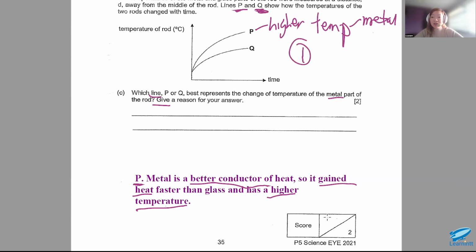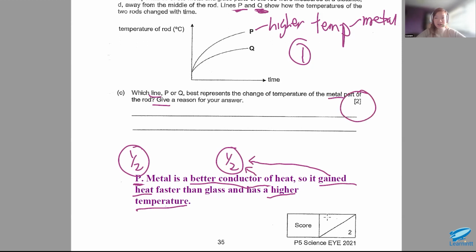For figuring it out, I'm going to put 1 mark here, because you have to interpret the graph, you have to understand the graph, right? Then telling me that it is P, half mark. Also writing out that it is a better conductor of heat, another half mark. We will also link the gain heat faster with this half mark with the better conductor. Altogether, 2 marks. Done. This one is a better one, right? They give you 2 marks for this.